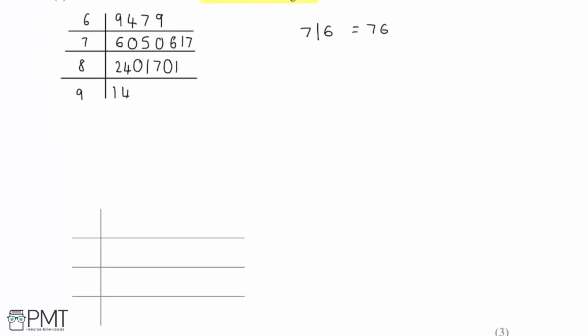So now I can go on to order them in the final answer for the stem and leaf diagram. In the answer box we have here, I'll write out the 6, 7, 8 and 9, and then I just need to order these numbers that I have here. So in increasing order, for the 6s: 4, 7, 9, 9. For the 7s: 0, 0, 1, 5, 6, 6, 7. For the 8s: 0, 0, 1, 1, 2, 4, 7. And for the 9s it's just 1, 4.